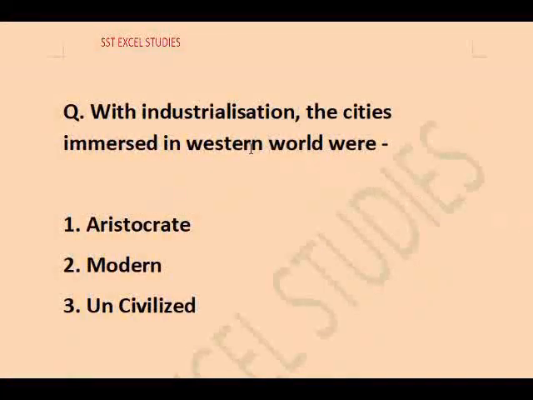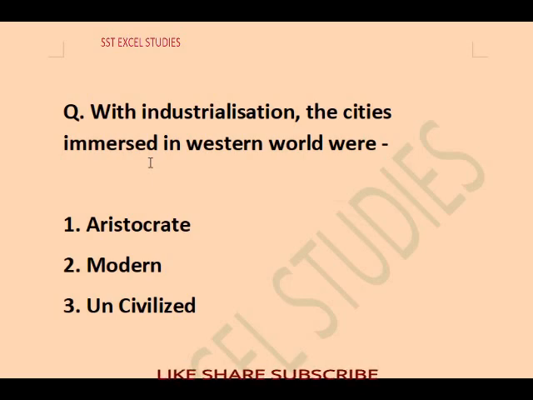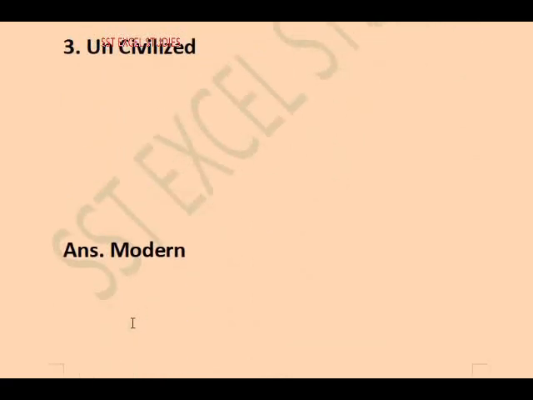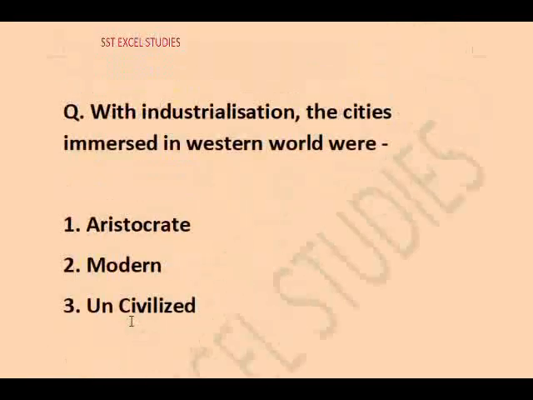First question is: with industrialization, the cities emerged in the Western world were, options are aristocrat, modern, or uncivilized. Answer is modern. Modern cities emerged in the Western world with industrialization.